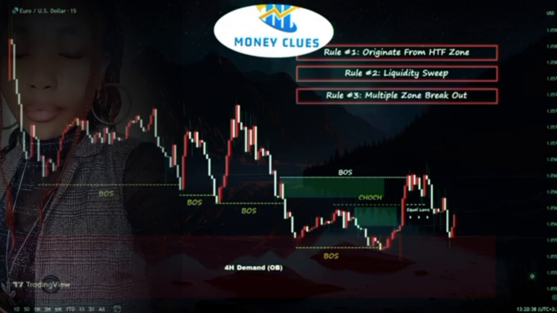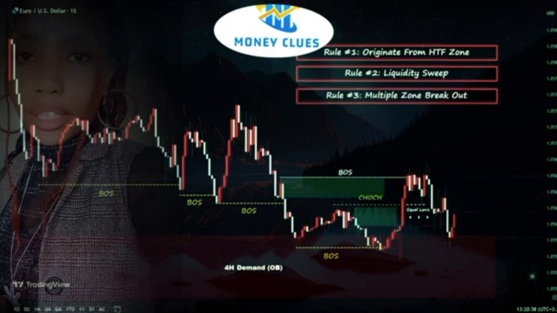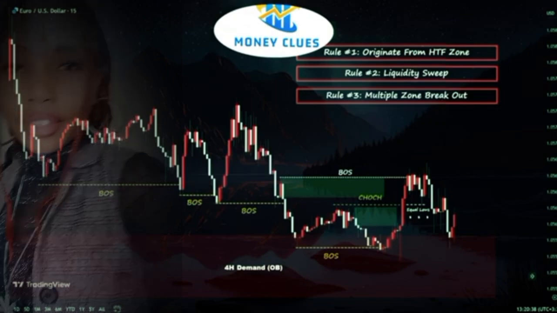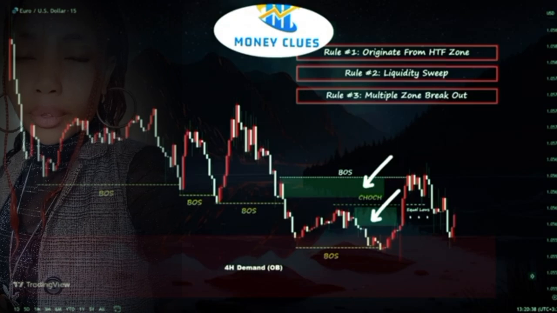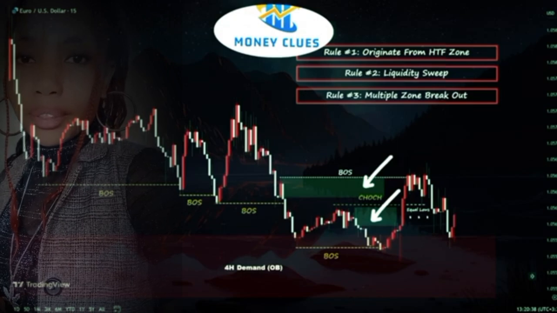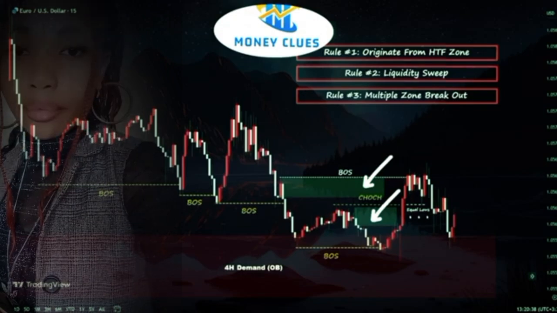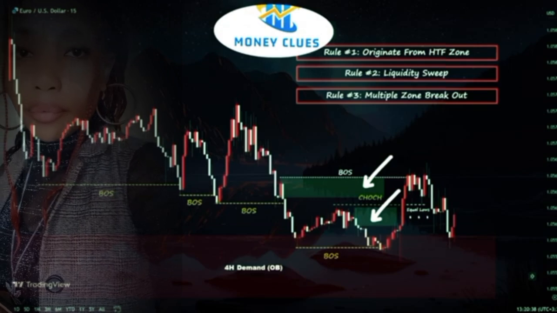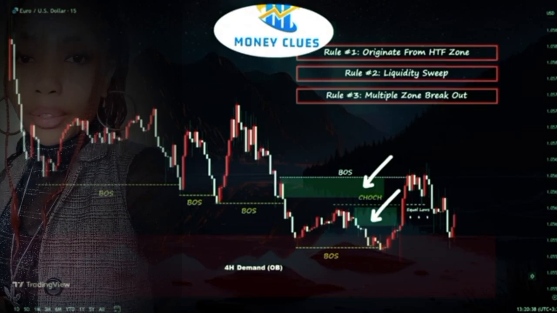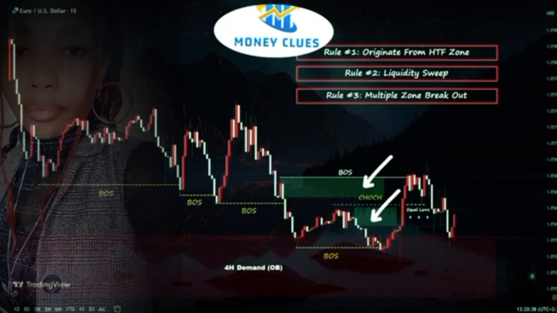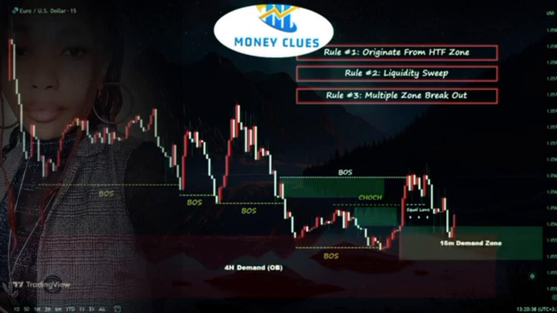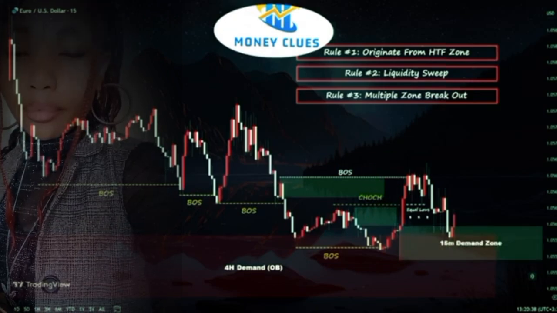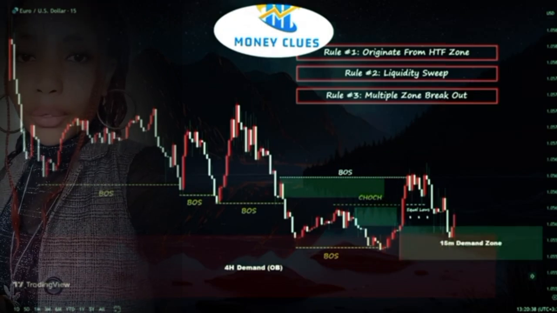Number 3, to get a high probability change of character, price should break and close below or above the 2 following structures. Here, price has broken these 2 following structures as well, after the mitigation of the 4-hour time frame demand level. So traders, all the conditions to confirm a valid and high probability change of character are met. Following the formation of the change of character pattern, in the next step, identify and highlight the demand zone generated by the change of character's bullish wave on the 15-minute time frame.